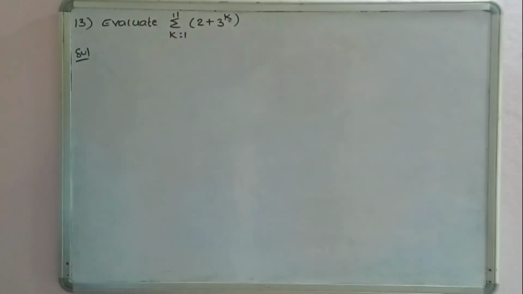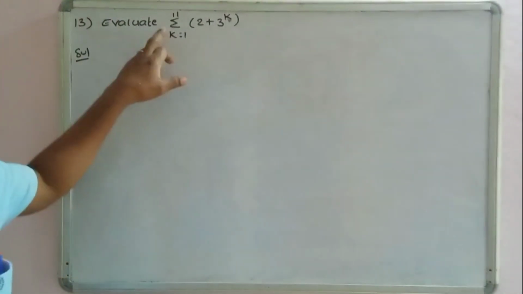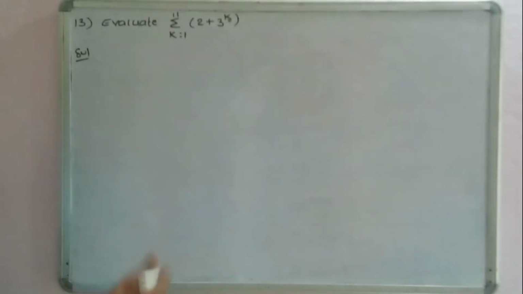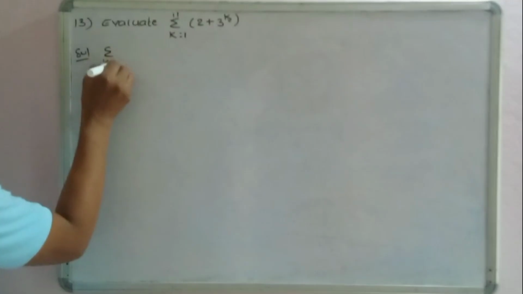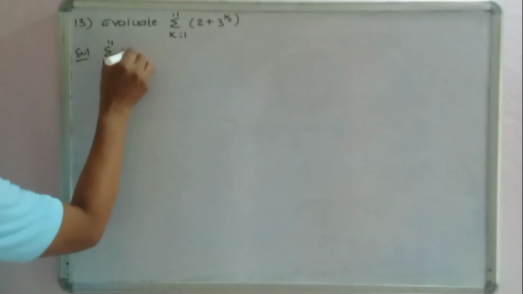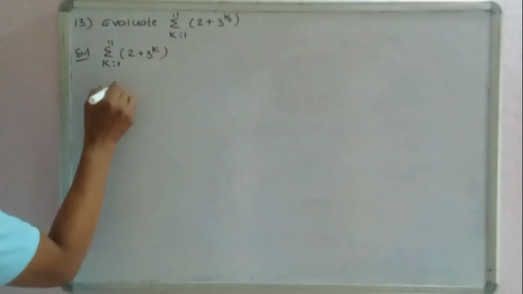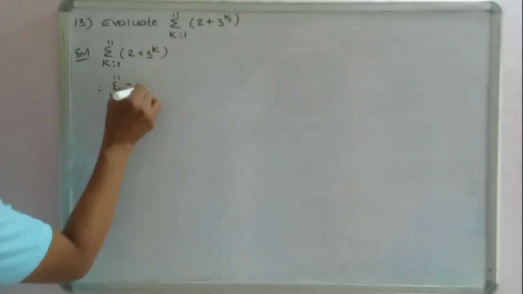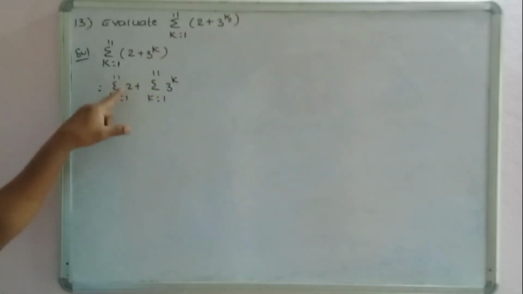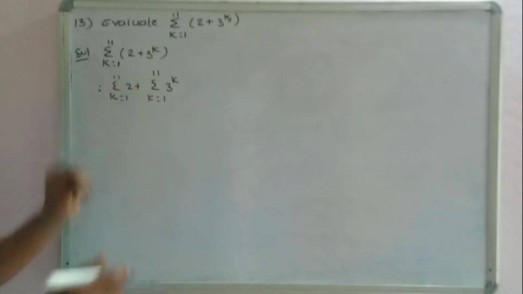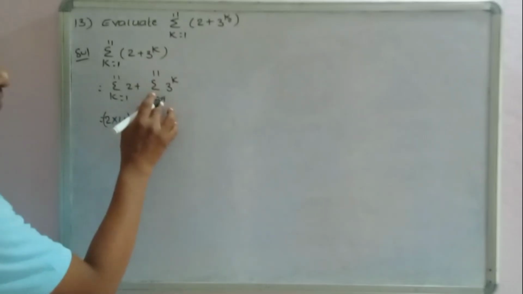Problem 13. Evaluate sigma k equals 1 to 11 of 2 plus 3 power k. Sigma is nothing but addition. If k goes from 1 to 11, what is the sum? So sigma k equals 1 to 11, 2 plus 3 power k. This splits into 2 parts: sigma k equals 1 to 11 of 2, plus sigma k equals 1 to 11 of 3 power k. Sigma of 2 means writing 2, 11 times. So 2 into 11 plus sigma k equals 1 to 11.